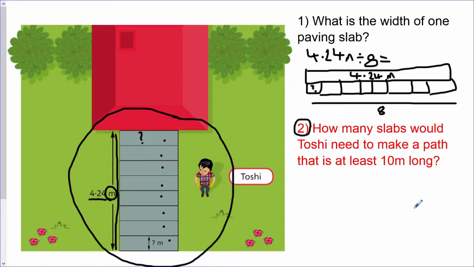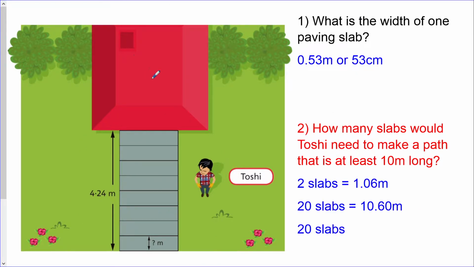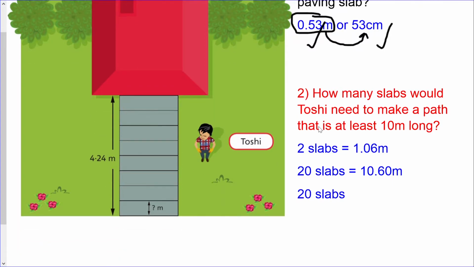Okay, let's look at what the answers should have been then. So for number 1, when we did 4.24 divided by 8, we should have got 0.53 meters. Now some of you might have converted that into centimeters and therefore would have written 53 centimeters. However, both of these answers are correct. Now number 2 is a little bit trickier. And it says how many slabs would Toshi need to make a path that is at least 10 meters long?